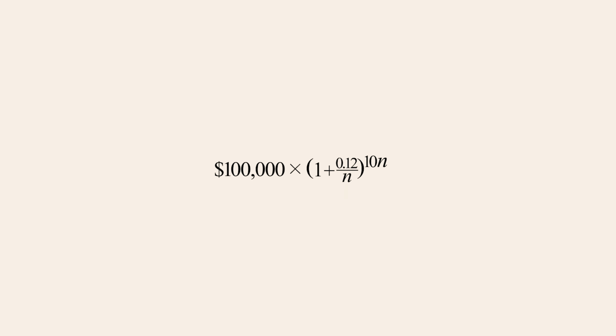With monthly compounding, the principal is compounded 12 times a year, so n, the number of compounding periods per year, is 12. The exponent 10 times 12 is 120, and 0.12 divided by 12 is 0.01. Adding 1 gives us 1.01, and 1.01 raised to the 120th power is approximately 3.30039.